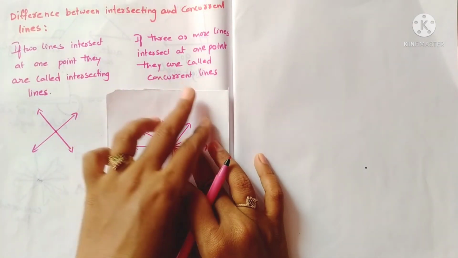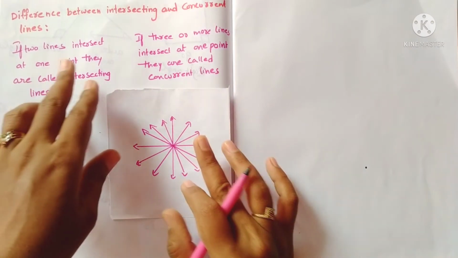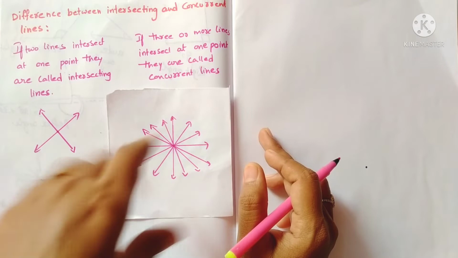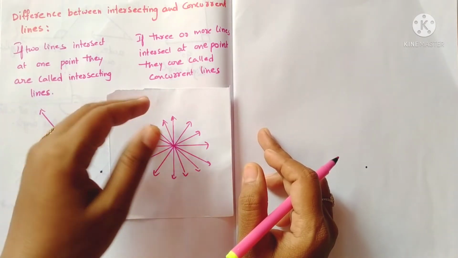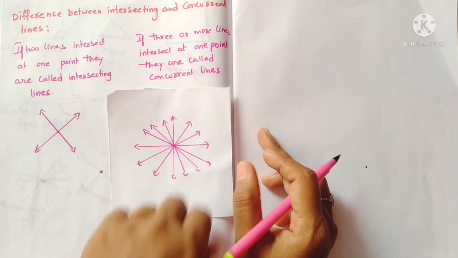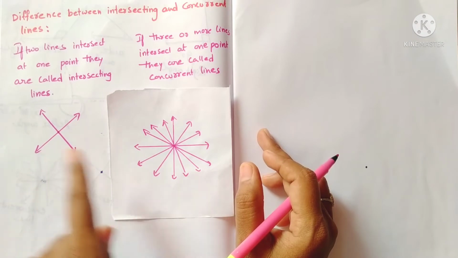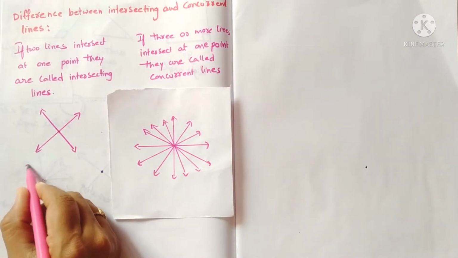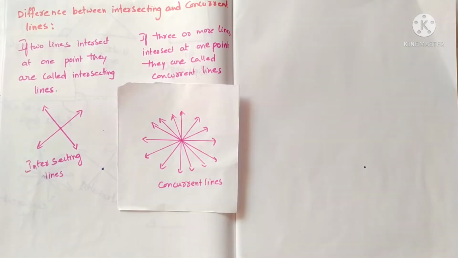The difference between intersecting and concurrent lines is: if two lines intersect at one point, they are called intersecting lines. And if three or more lines intersect at one point, they are called concurrent lines. So these are intersecting and these are concurrent. You can write the names here also: intersecting lines and concurrent lines.